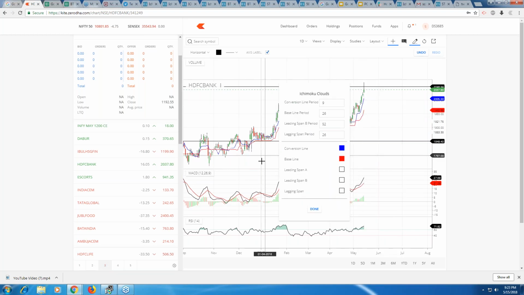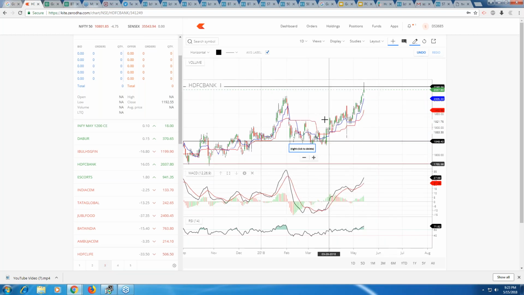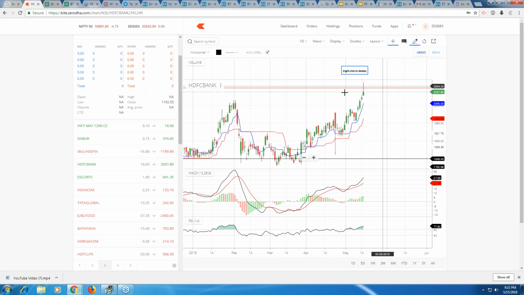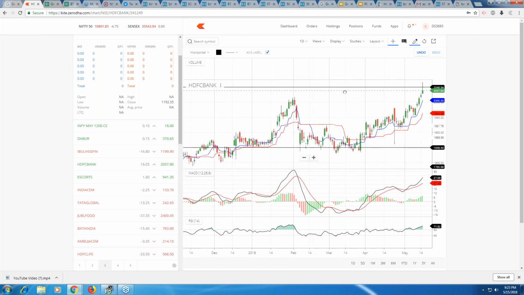The blue one is the conversion line. You can see this blue one is the conversion line and the red one is the baseline. When the blue line crosses the red line from top to bottom, you need to sell the stock. And when the blue line crosses the red line from bottom up, and there is a MACD crossover and RSI crossover, you can buy the stock. This is also another way of trading using Ichimoku Cloud.